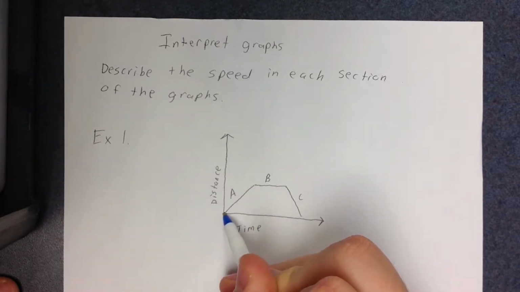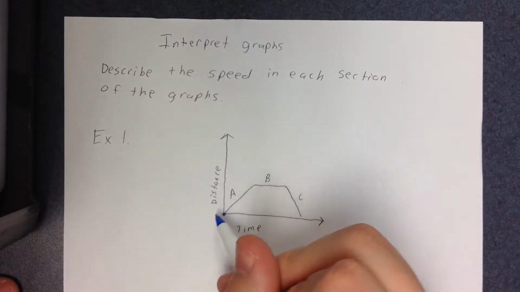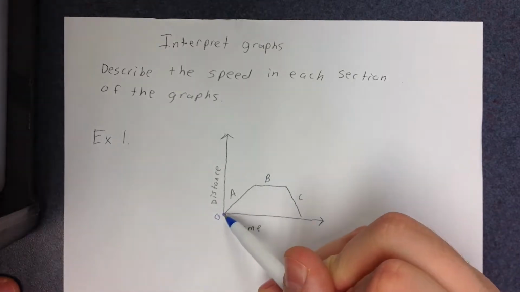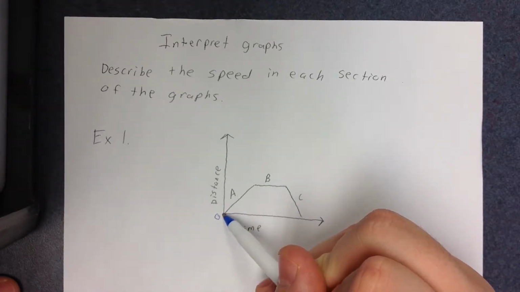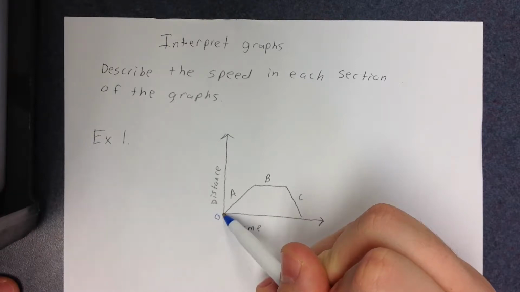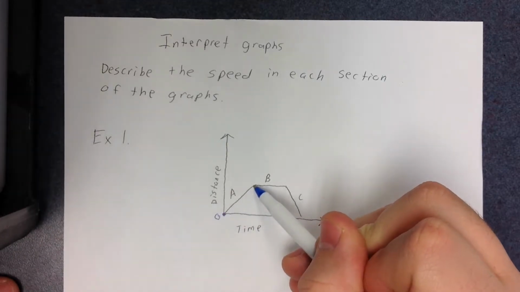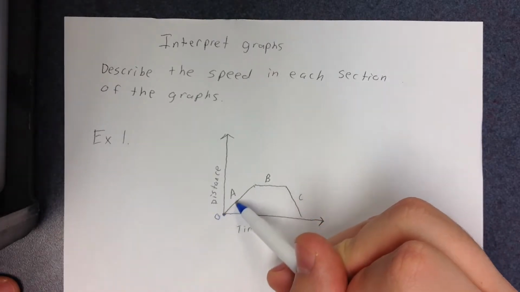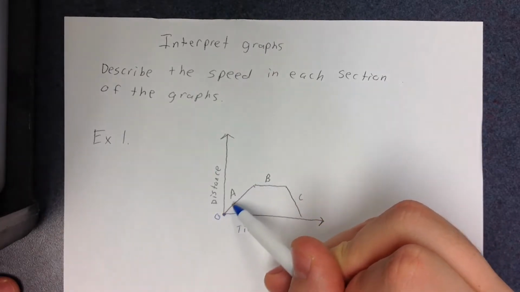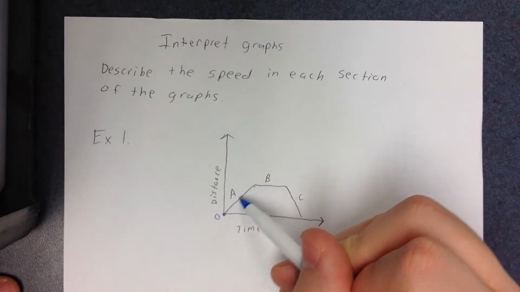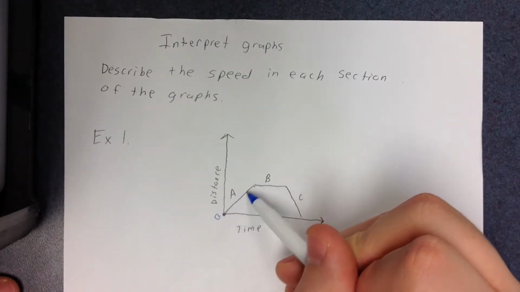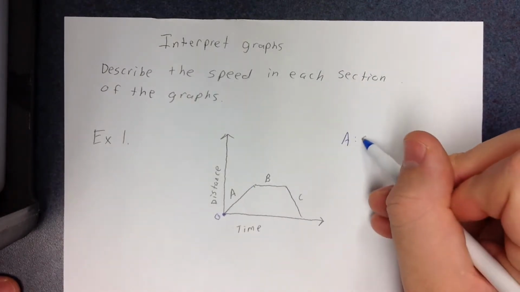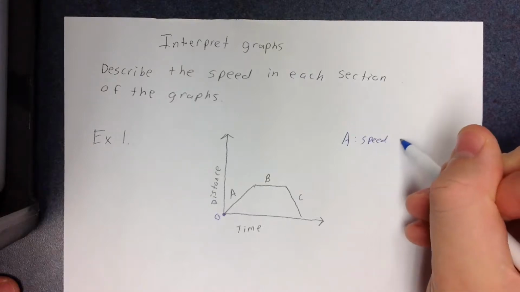Since this is a distance versus time graph, we can assume we're starting at 0. What it's saying here is this person is starting so far away from an object and they're walking towards that object. The only thing I can tell here, I can't tell whether the speed's increasing, but I can tell the speed is constant, or it's whatever the slope is of this line. So in section A, the speed is constant.